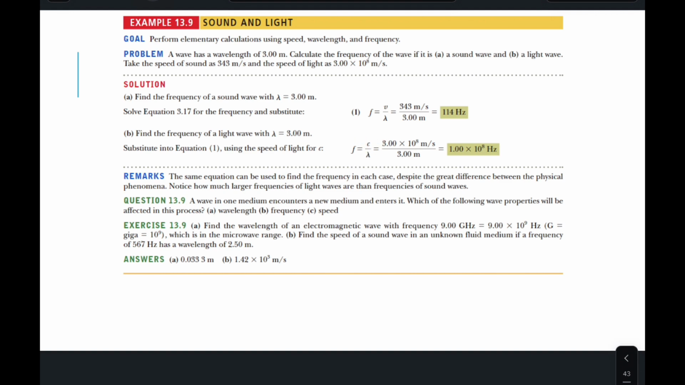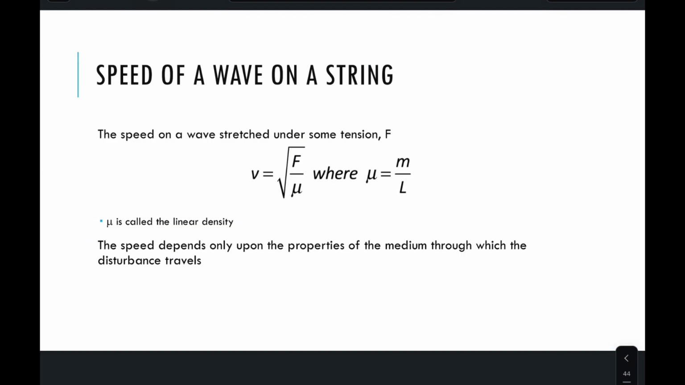Here you are using c, because we're talking about an EM wave, light, right? So the speed of light is 3 times 10 to the power of 8. You may refer to your calculator. The symbol is c or c naught. Then exercise 13.9 should be your homework.